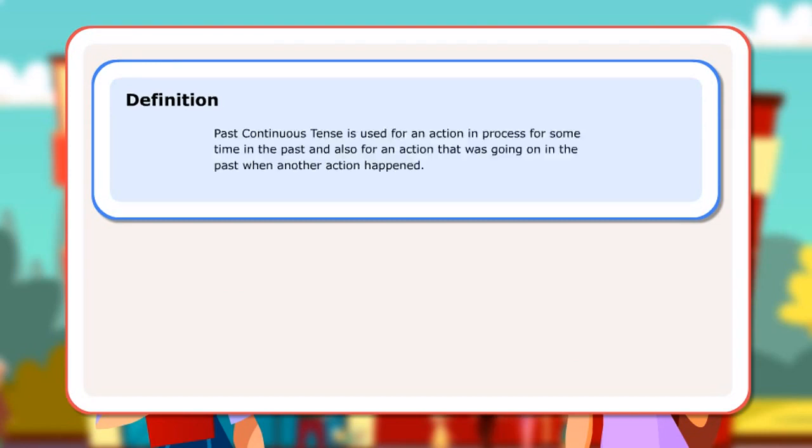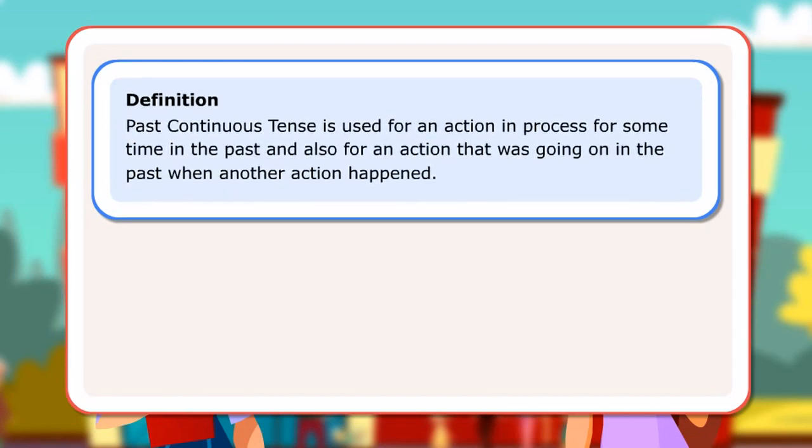Definition. Past continuous tense is used for an action in process for some time in the past and also for an action that was going on in the past when another action happened. Let us look at a few sentences.